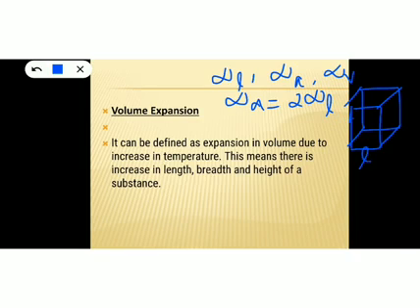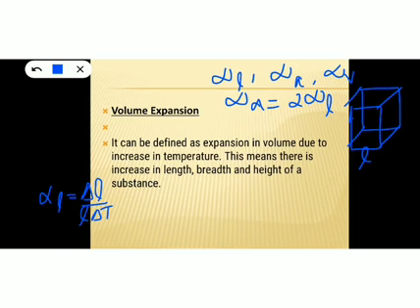Let L be the length of the cube. Now due to the increase in temperature, the length of the cube increases by delta L in all directions. So what will be the coefficient of linear expansion? Alpha L will be the coefficient of linear expansion, and we had already studied the expression for alpha L. Alpha L will be delta L by L into delta T, isn't it?